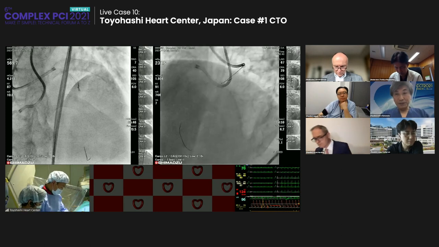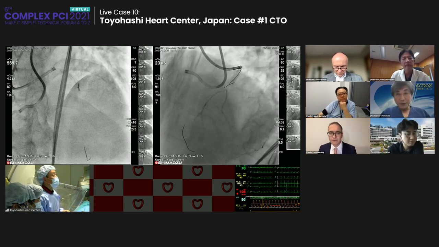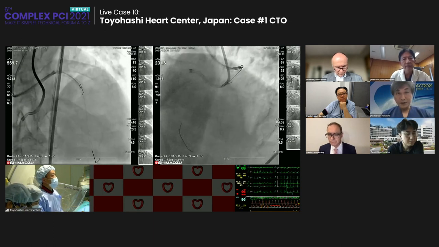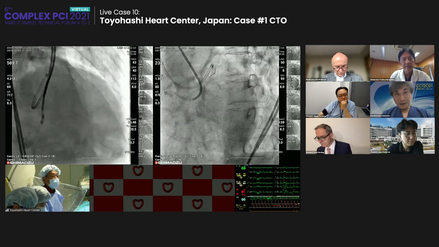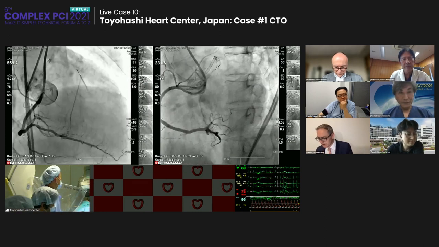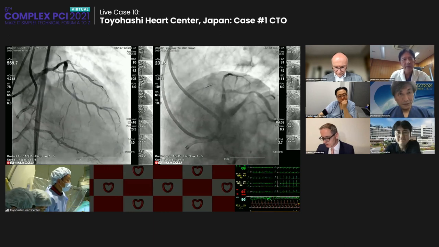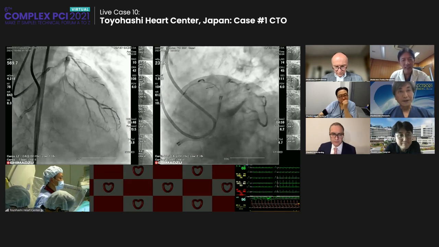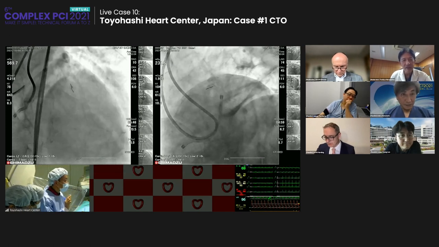This angiogram looks like the ostium of the diagonal branch is occluded. But originally, I can show you the initial angiogram from epicranial. This is the initial angiogram. So you can see that there is some flow just at the orifice of the diagonal branch. So you can see some staining.